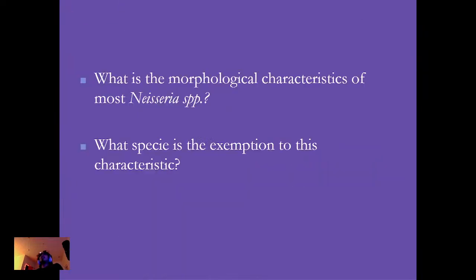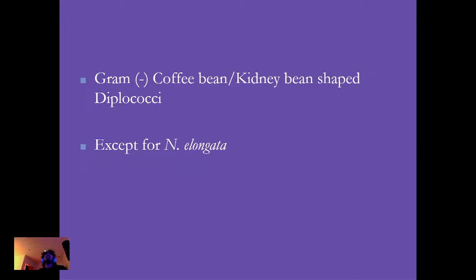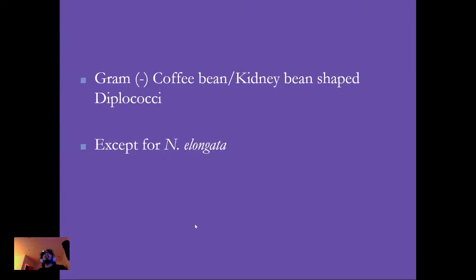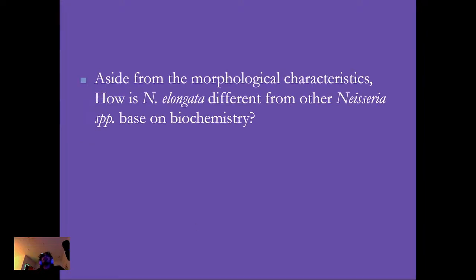Okay? Let's start with Neisseria species first. What are the morphological characteristics of most Neisseria species? They are gram-negative, coffee bean-shaped or kidney bean-shaped diplococci, except for one special member of their family, which is Neisseria elongata. Let's see if that's correct. Gram-negative coffee bean or kidney bean shaped diplococci, except for Neisseria elongata.